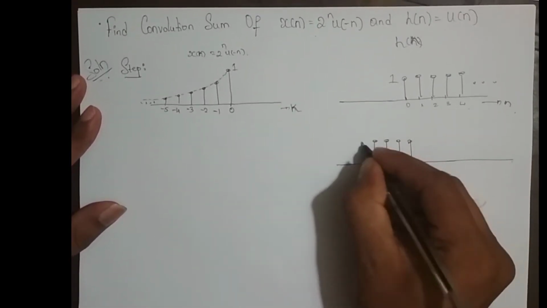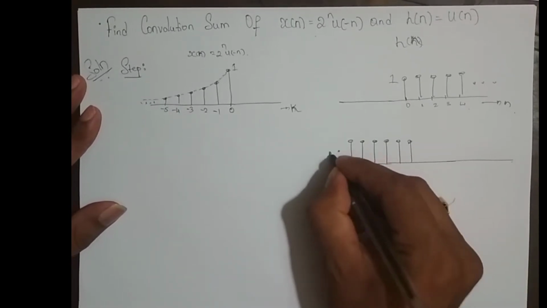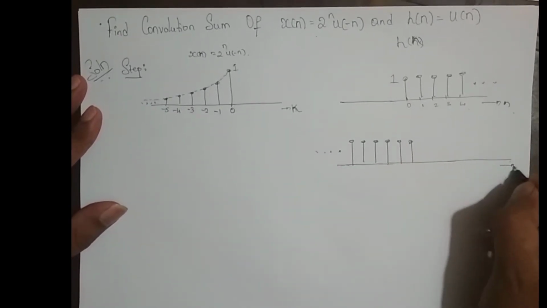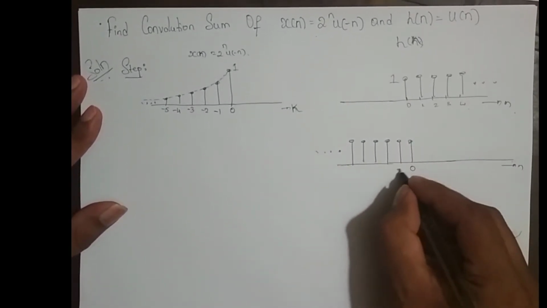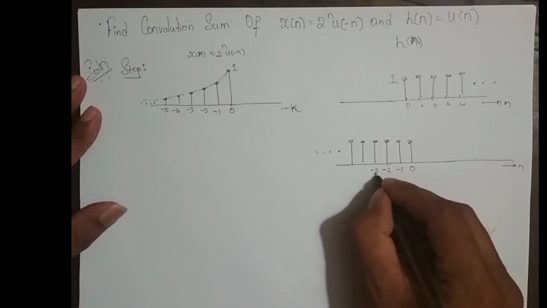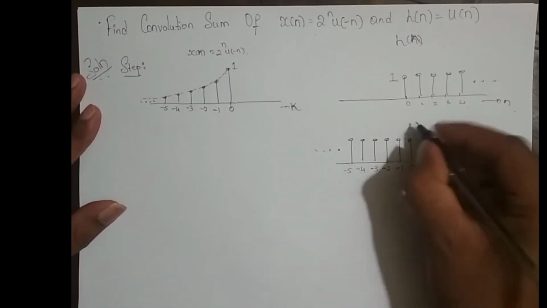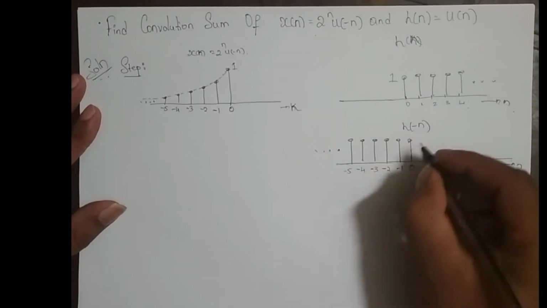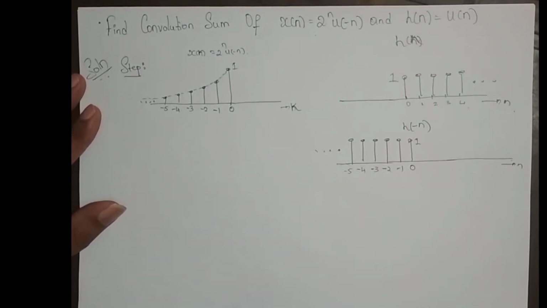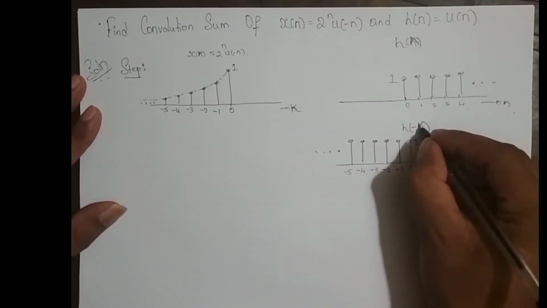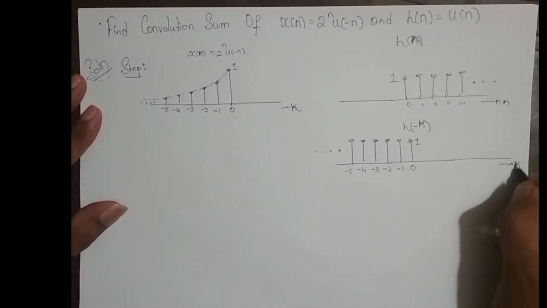And this goes till minus infinity, right? So this is 0, minus 1, minus 2, minus 3, minus 4, minus 5. This is h of minus 1. So amplitude is 1. So now I need to replace its independent variable with k, right? Fine. Now I have the sequence as per the formula of convolution sum, right?